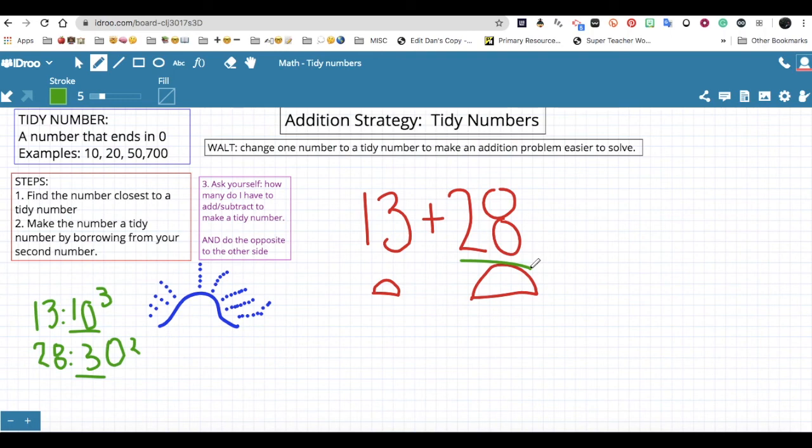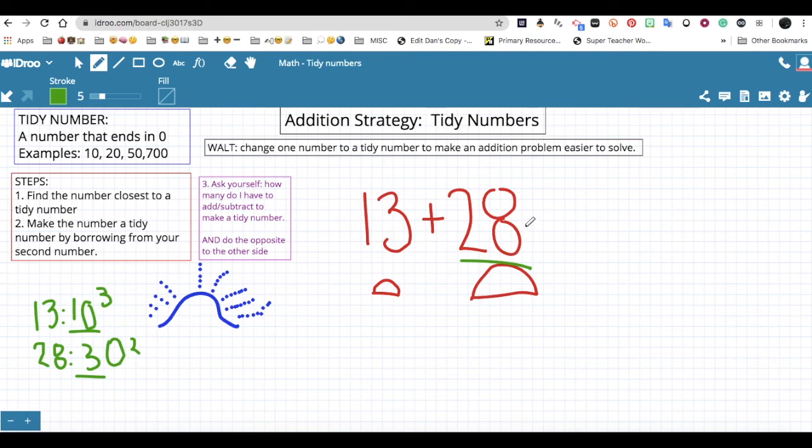Okay, now tell me the second step. Pause the video, tell me the second step, and then solve it for me. So we have to make this 28 a tidy number by borrowing from my second number. So we need to do question number 3, and then I want you to do 3 and then the second part, and I want you to solve this part for me, okay? Pause the video and solve it for me, and then I'm going to show you.